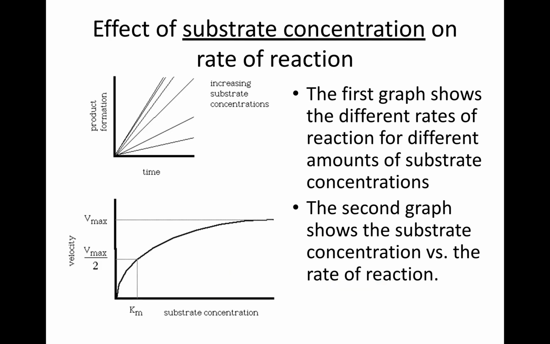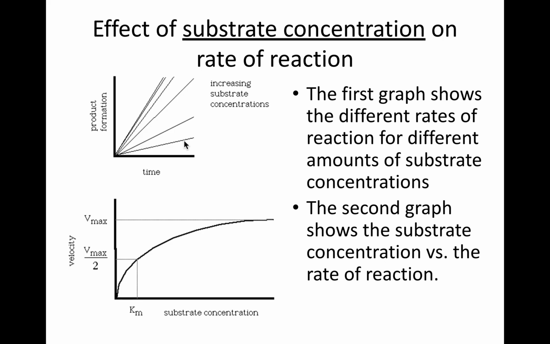One of the skills you're going to have to be able to do is either draw or interpret graphs that are representing enzymes' rate of reaction. These two graphs are showing substrate concentration information. The first one here is showing how much product is formed from the substrate over time, and each of these lines represents a different amount of substrate concentration.